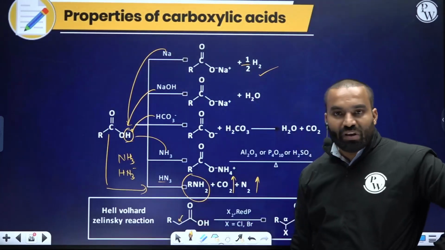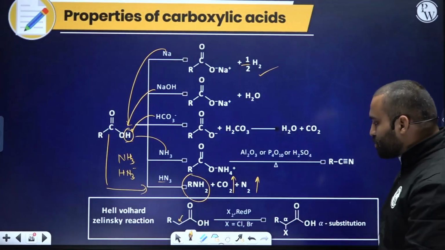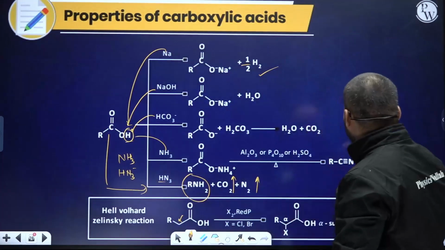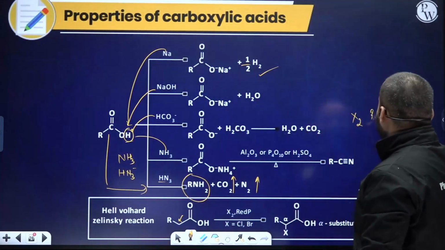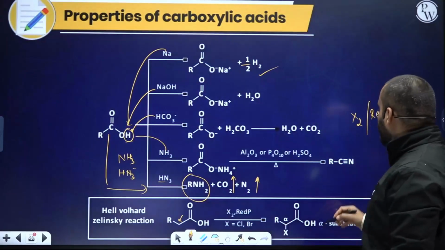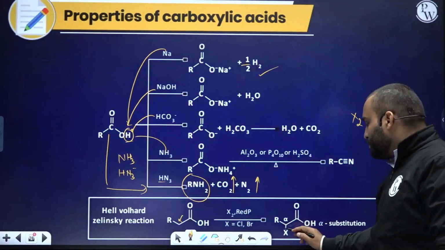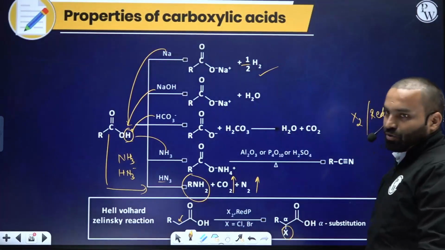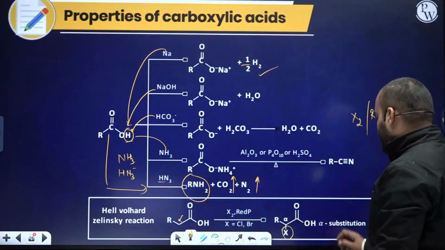Just next to the C double bond OH, this carbon is known as alpha. Treatment with X2 in the presence of red phosphorus, what do you obtain? You can substitute this alpha hydrogen by halogen. This is known as the HVZ reaction.